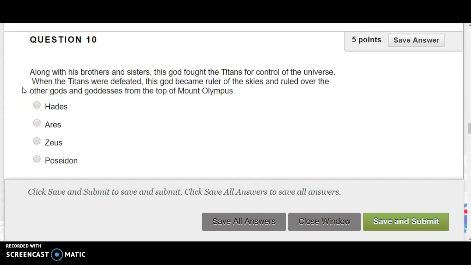Question 10. Along with his brothers and sisters, this god fought the Titans for control of the universe. When the Titans were defeated, this god became ruler of the skies and ruled over the other gods and goddesses from the top of Mount Olympus. Hades, Ares, Zeus, Poseidon.